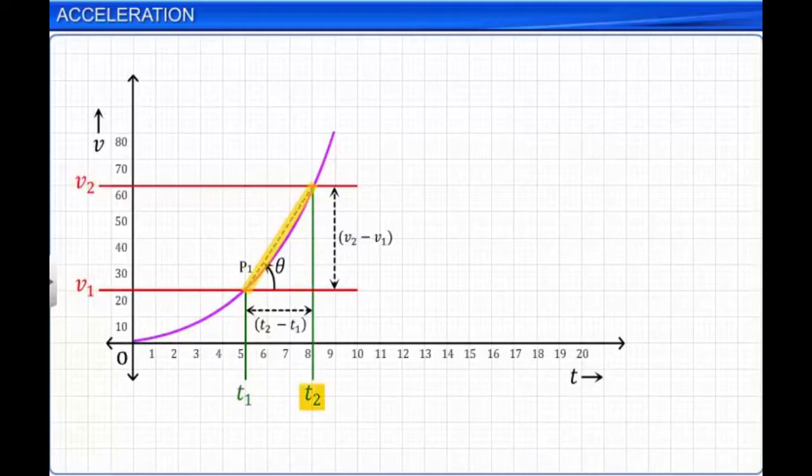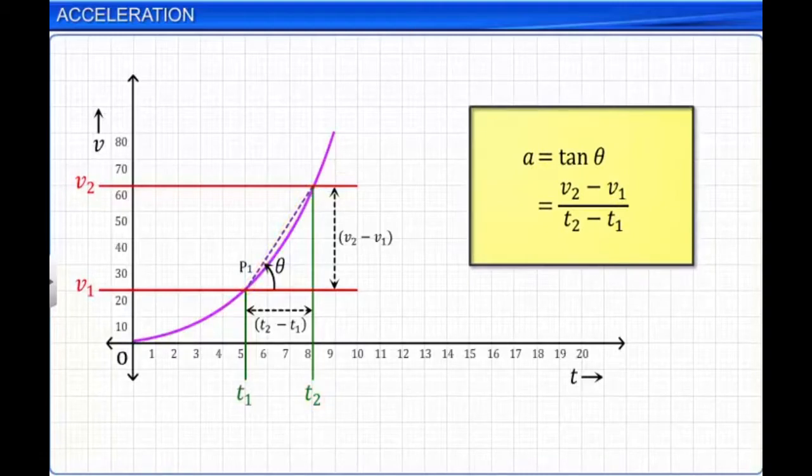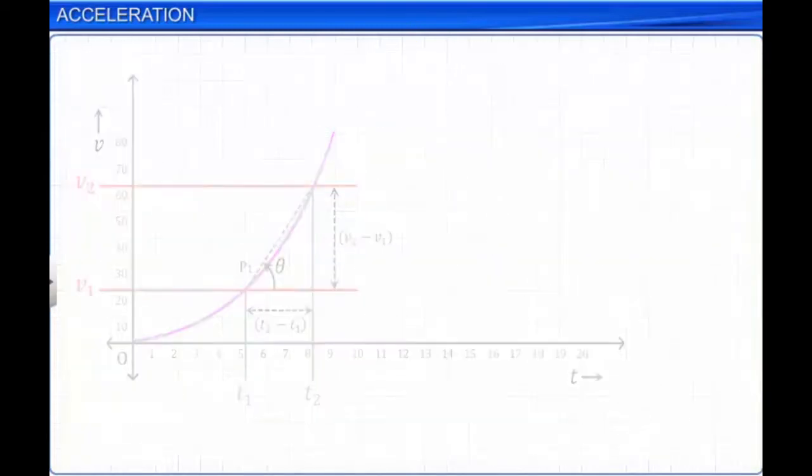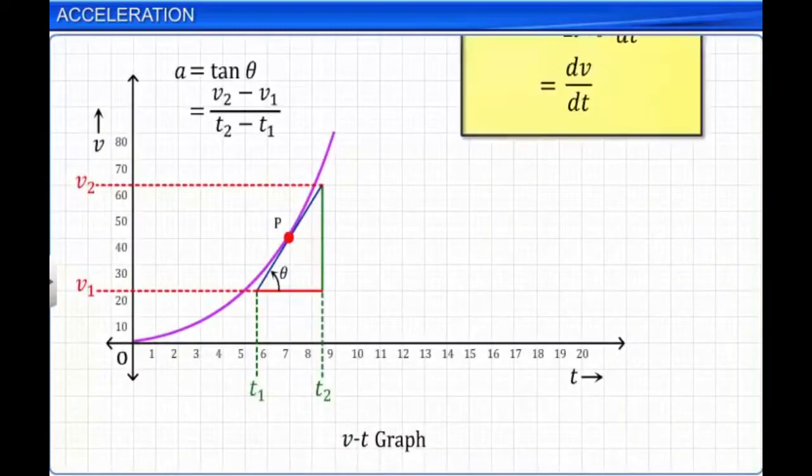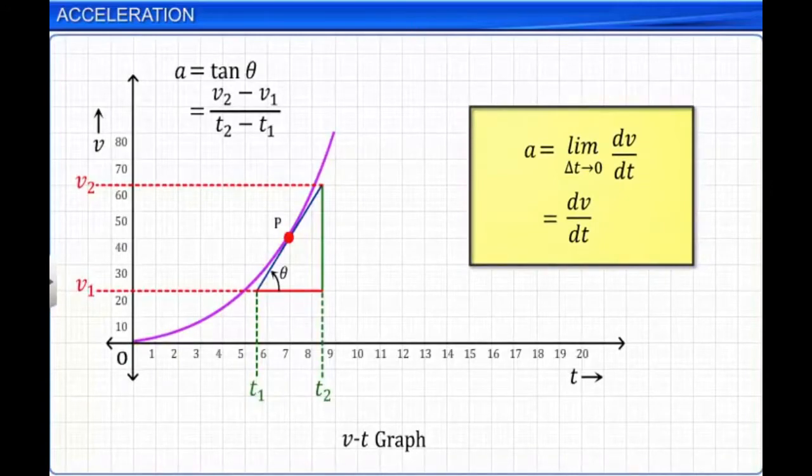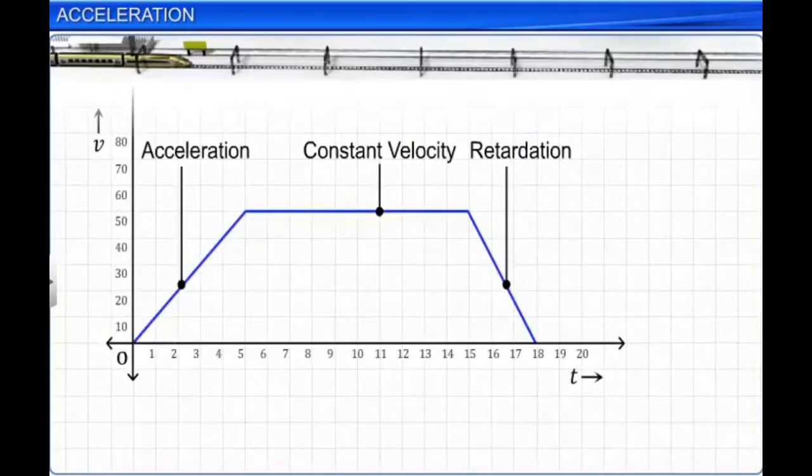Just as we defined instantaneous velocity, we can similarly define instantaneous acceleration. On the VT graph, instantaneous acceleration at any point on the curve is represented by the slope of the tangent drawn at that point. Like velocity, acceleration is also a vector with both magnitude and direction.